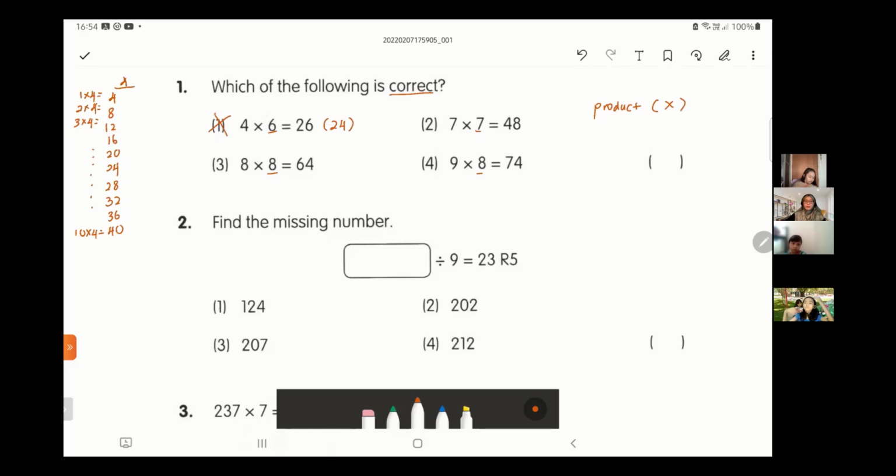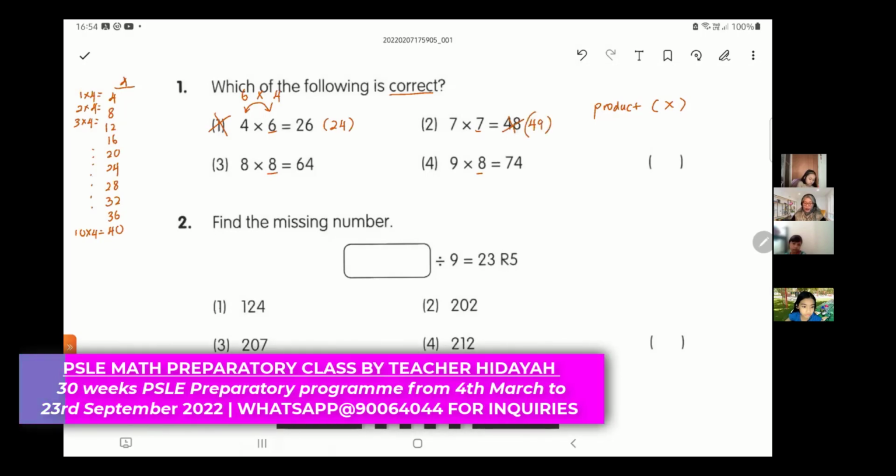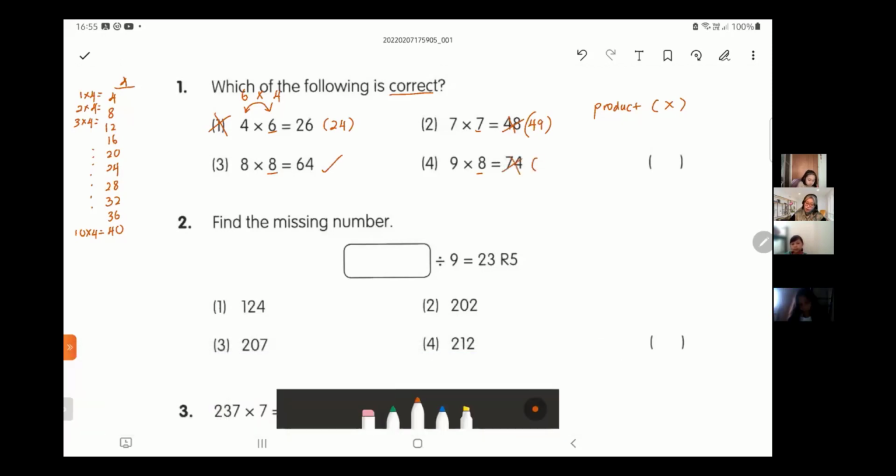So you can see that, right? Because this is interchangeable. This can also mean 6 times 4. Same thing. Okay? Next one. 7 times 7 is not 48. The answer is 49. Not right. 8 times 8 is 64. Correct. 9 times 8 is not 74, the answer is 72. The correct answer is number 3.